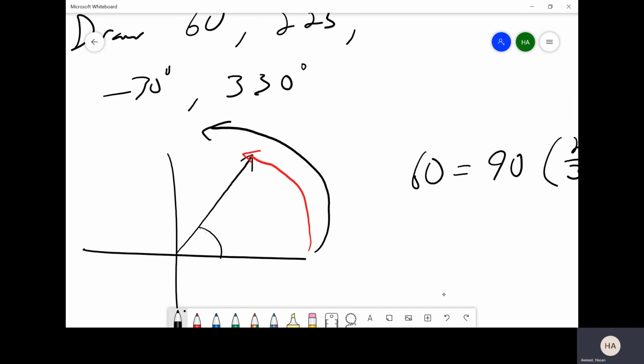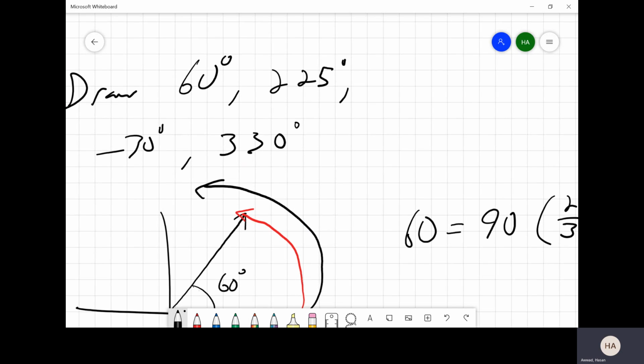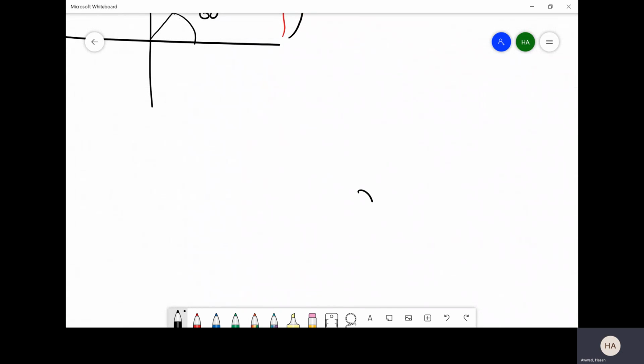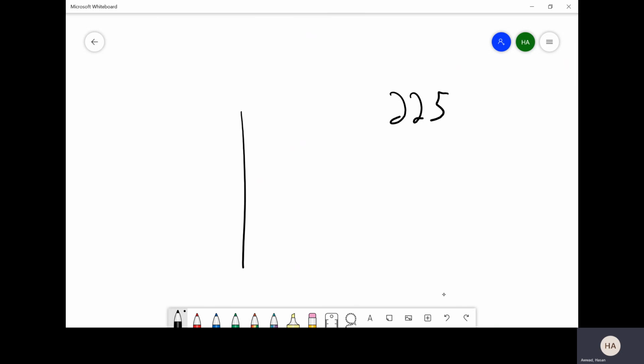And so we could say, yeah, this is a reasonable expectation of what 60 degrees would look like. Okay. Next up, we have 225. So the hard part really comes in with trying to figure out how these angles match up and where you should expect to draw them. So 225, we have to think about this. How much is 225 compared to what we know?